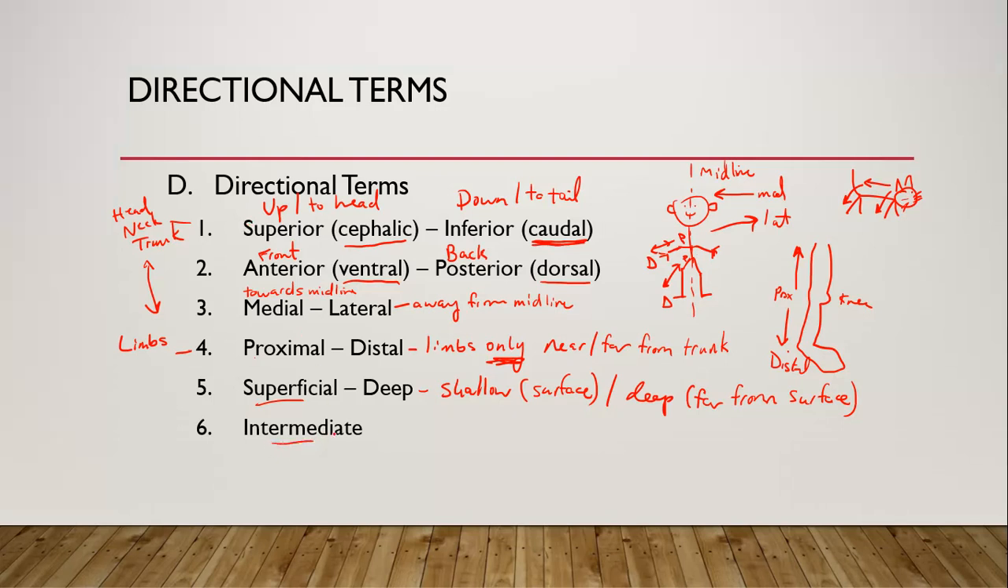And the last one, intermediate, is in between. So this one we can only use in between other ones. So for example, when I look at my lower limb here, my foot we would say is distal, my thigh is proximal, but where does that leave the knee? Oh, it's intermediate. So it's neither proximal nor distal, it's in between, right? We use this all the time. Same thing, if I said my head is superior and my trunk is inferior, where does that leave my neck? Oh, it's intermediate, it's in between.